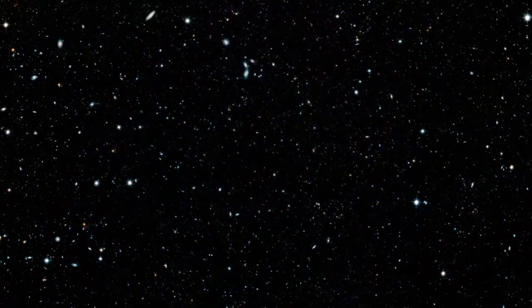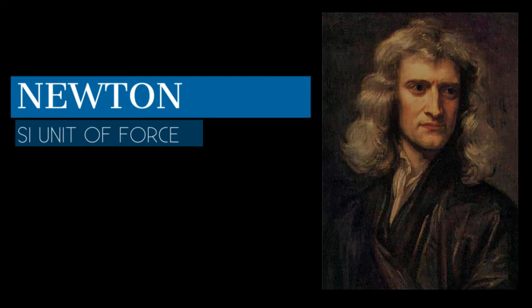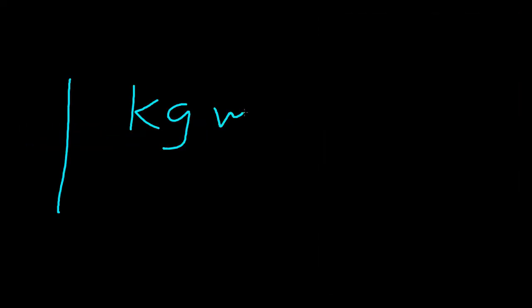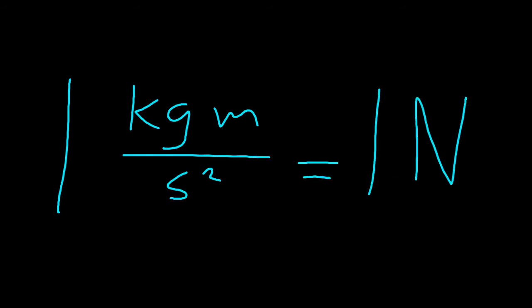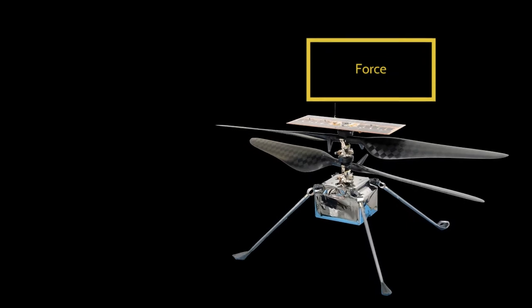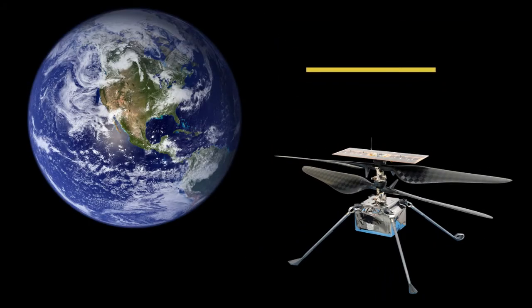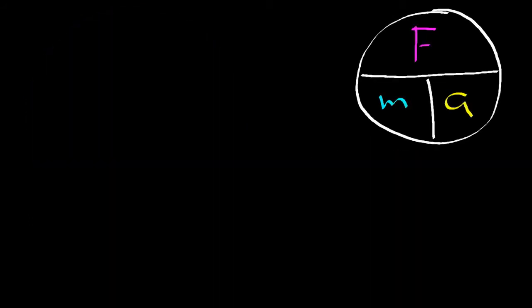The SI unit of force is the Newton, named in honor of Sir Isaac Newton, whose book Mathematical Principles of Natural Philosophy laid the groundwork for classical mechanics. A Newton is a derived unit equal to 1 kilogram meter per second squared. For the first example, we'll calculate the gravitational force exerted on Ingenuity while it was on Earth during development and initial testing. Let's start by identifying the variables in this problem.